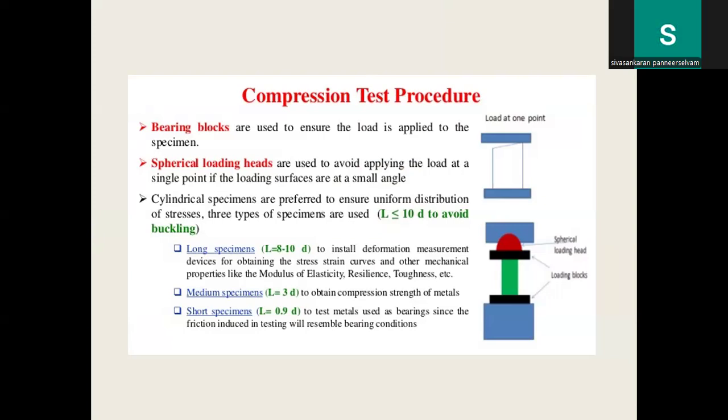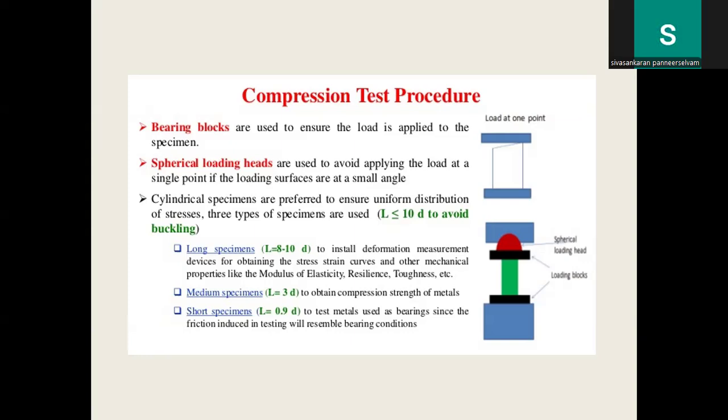See, we must always have spherical bearing loading heads. If you don't have the spherical bearing loading head, the applied load over the specimen surface will not be distributed evenly or uniformly. You see the first figure. Here the load is applied at one particular sharp point. So in this case, only at the concentrated edge will the amount of stress be maximum, whereas at the other end it will be comparatively minimum.